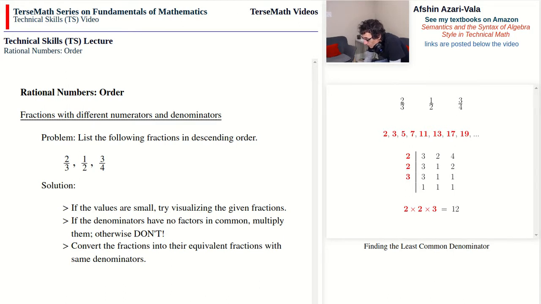Now, of course, 12 is not the only common denominator that you can use. If a value works, such as 12, then guaranteed twice that value will work as well, 3 times that value will work as well, and so on. But 12 is the smallest common denominator that we can find, and therefore we refer to it as the least common denominator. This approach will always give you the least common denominator.